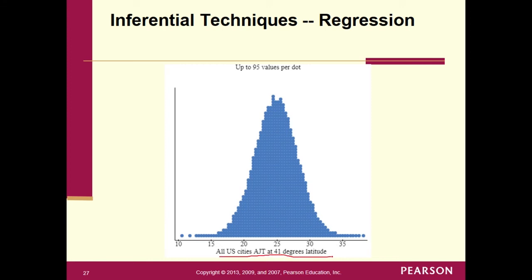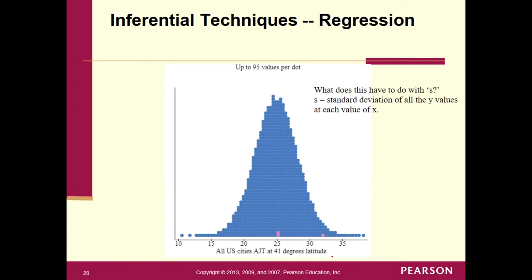So here, notice what's down here. It says, all U.S. cities average January temperature at 41 degrees latitude. So we're at 41 degrees latitude, but these are all the different U.S. cities. And there's Cleveland, there's Lincoln, Nebraska, and then there's New York City.